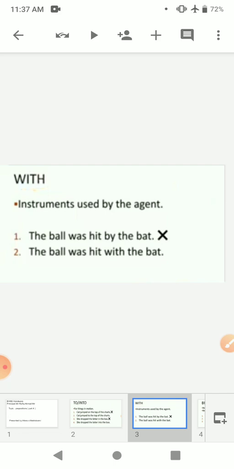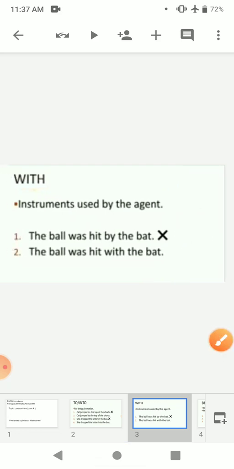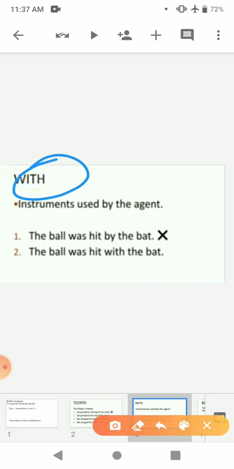So we use with. When a person, animal, thing, or any doer makes use of instruments, we use with. So we will say the ball was hit with the bat. When we are showing use of any instrument for any task by any doer or agent, we use with.